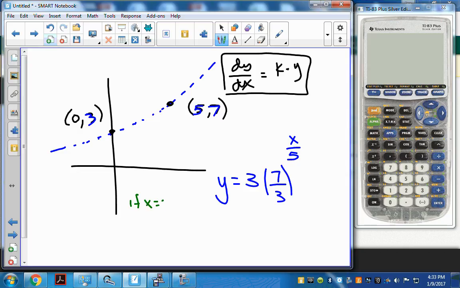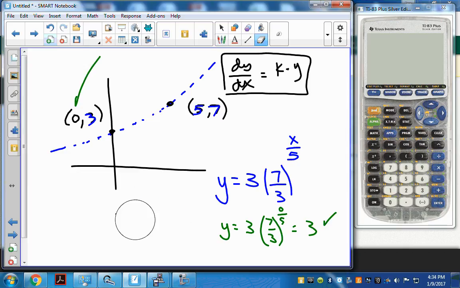Just to double check and make sure that it goes through these 2 points, if x is 0, let's see what we get. We get y is equal to 3 times 7 thirds to the 0 over 5. Right, 0 over 5 is 0. 7 thirds to the 0 is 1. So this works out to be 3, which is what we needed. That was the first point.